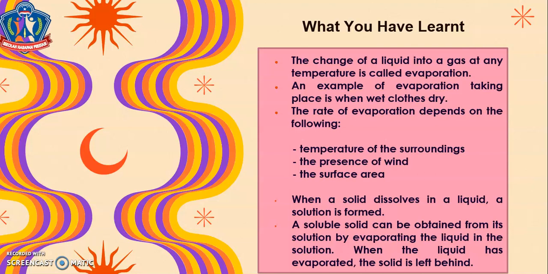So for lesson B, we have learned that the change of a liquid into a gas at any temperature is called evaporation. An example of evaporation taking place is when wet clothes dry. The rate of evaporation depends on the following: temperature of the surroundings, the presence of wind, and the surface area. When a solid dissolves in a liquid, a solution is formed. A soluble solid can be obtained from its solution by evaporating the liquid in the solution. When the liquid has evaporated, the solid is left behind.